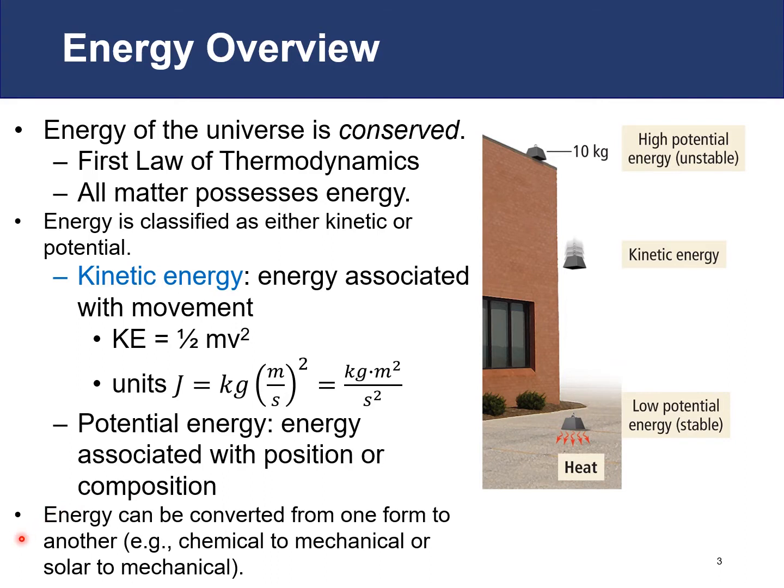So energy can be converted from one form to another, either chemical to mechanical, solar to mechanical, mechanical back to chemical, electrical to chemical. There's a whole bunch of different conversions that we can do. And that is one of the key things that we'll be looking at both in the first and second semester of general chemistry.